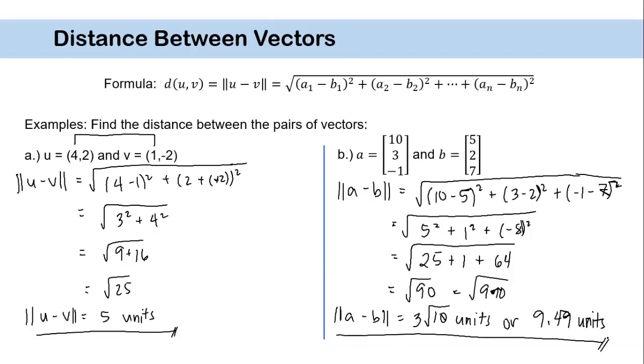Tandaan, pag distance between vectors, ang minemeasure na distance ay yung dalawang head ng vector u at vector v. Yung head din ng vector a kung gaano kalayo sa vector b. In the next video, angle between vectors naman yung ating pag-uusapan.